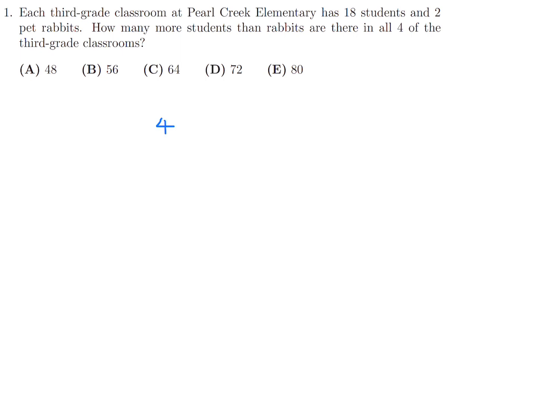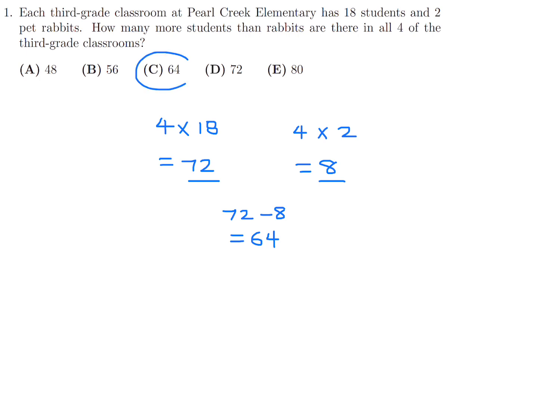Well, there's 4 classrooms, so there's 4 times 18 students, and that is 72. And there's 4 classrooms, and each has 2 pet rabbits, so that's 8. And they want you to compare 72 to 8. 72 minus 8 is 64. So there's 64 more students than there are rabbits if you look at all 4 classrooms combined. So number 1, the answer is C.